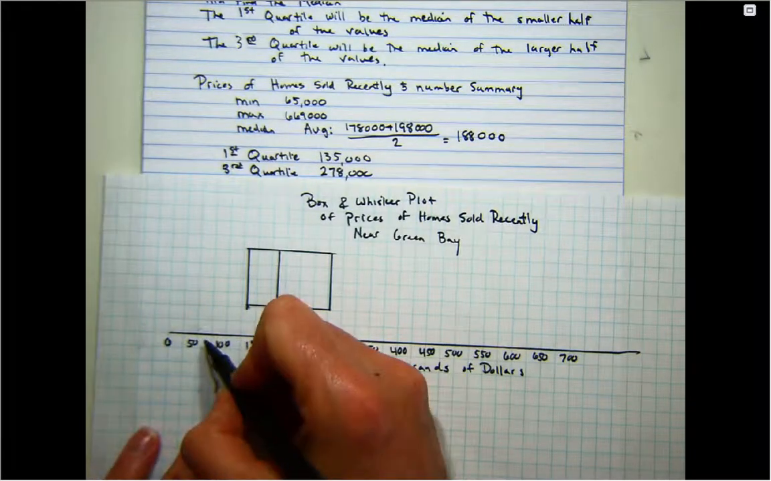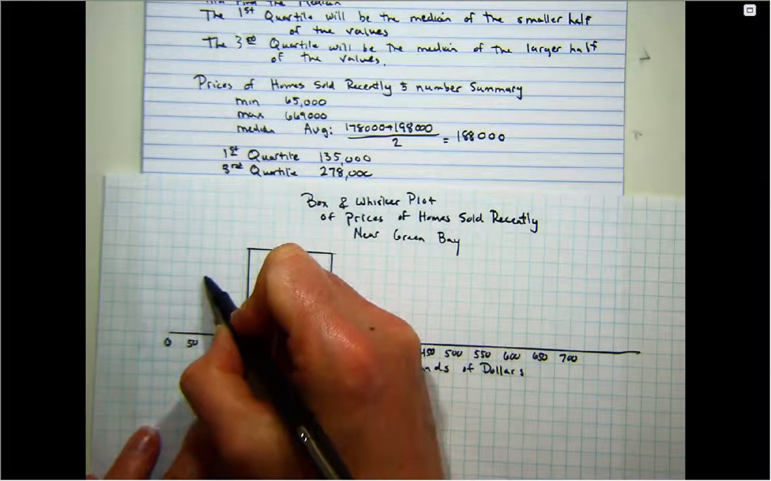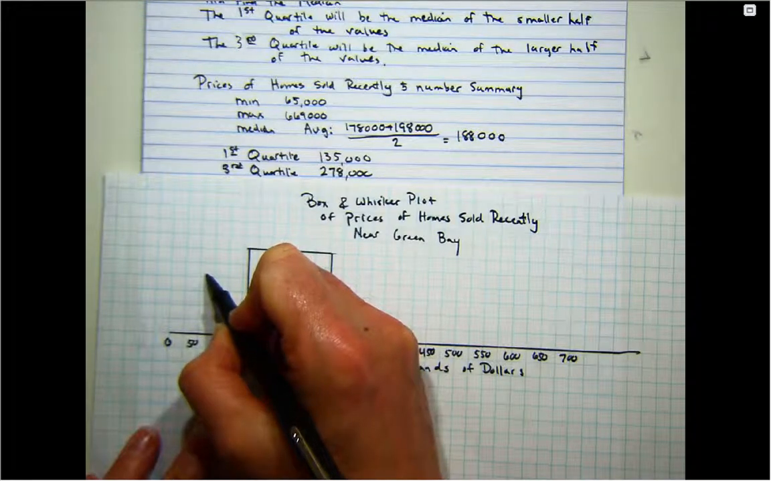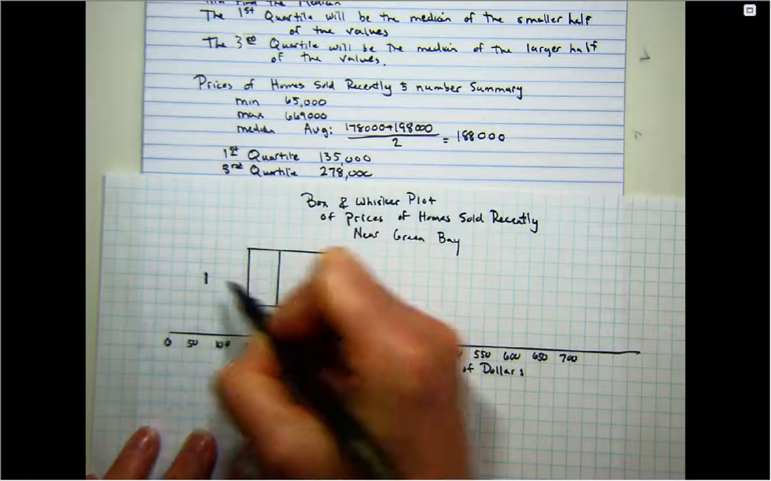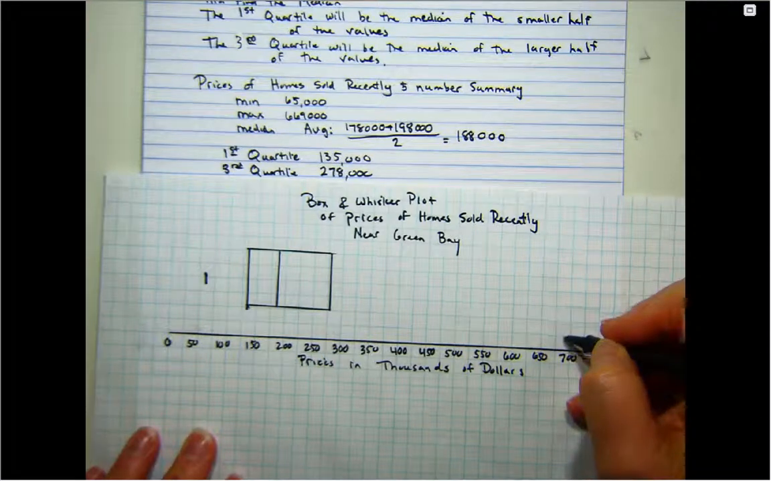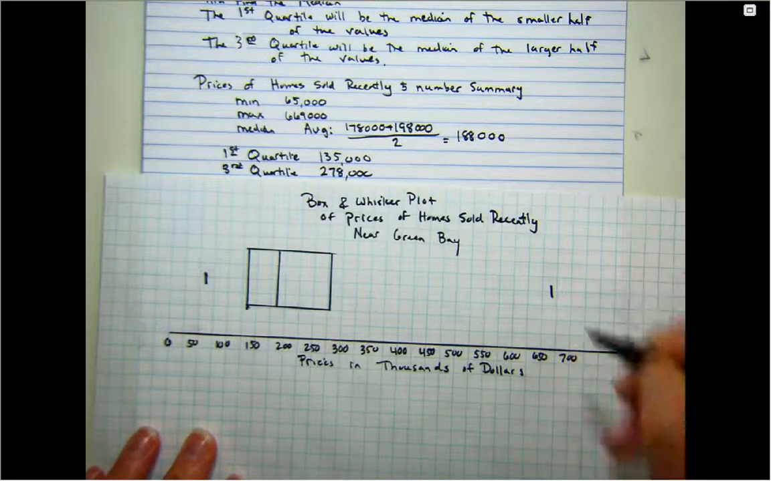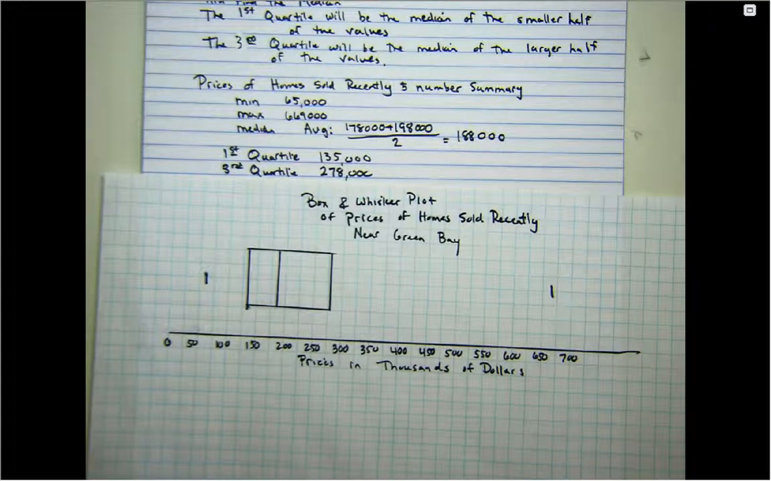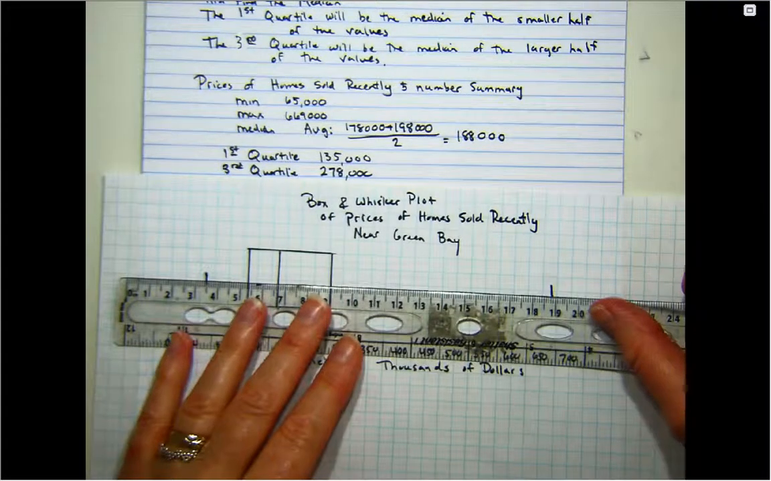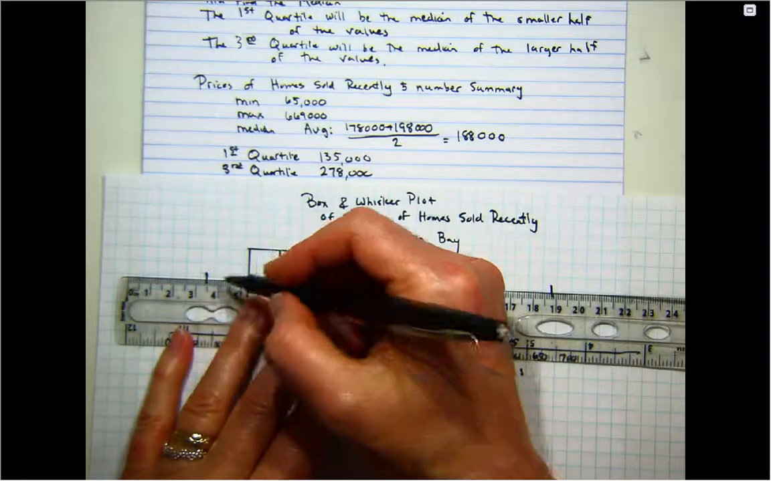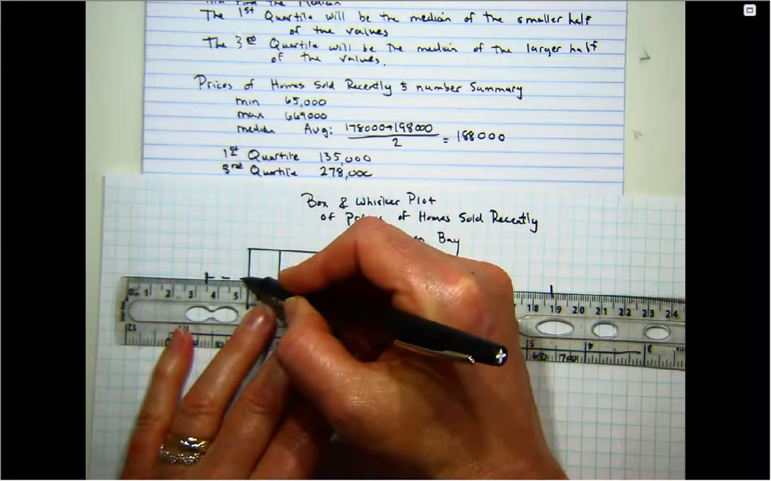So the min was 65. Find that on your scale. And the max is 669. Remember, if you're using graph paper like I am, then each little box is 25,000. So do watch that when you hand in your homework or your quiz. And then you put a dotted whisker.